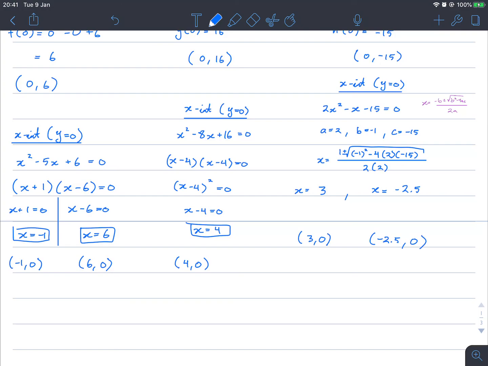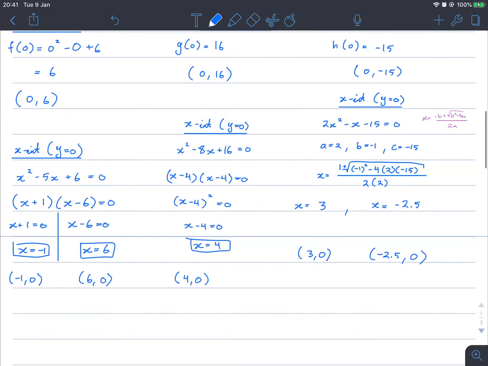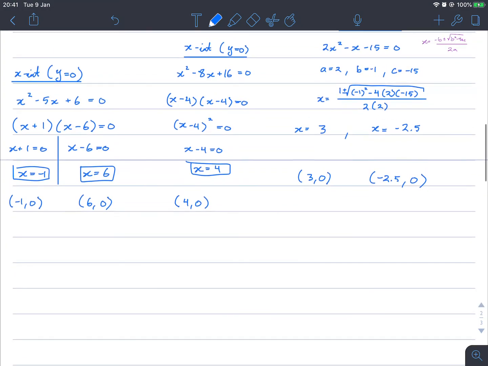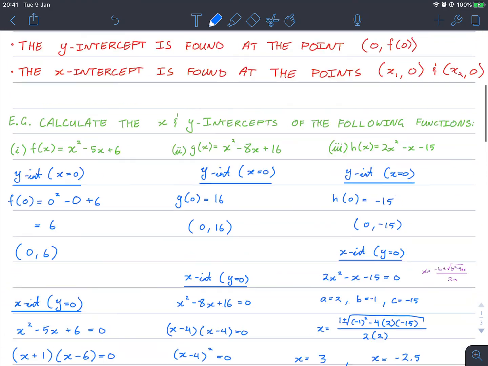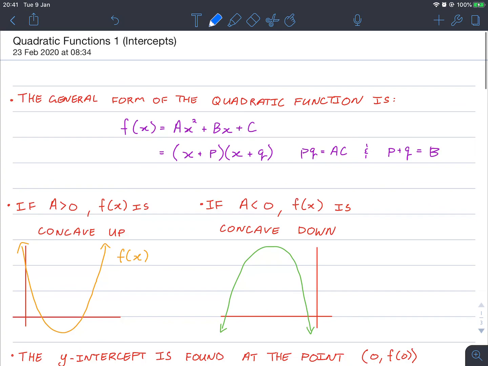So I hope that gave you an insight into calculating the x-intercepts, shown here at the bottom, and the y-intercepts of quadratic functions. Hope to see you in the next video. Best of luck.